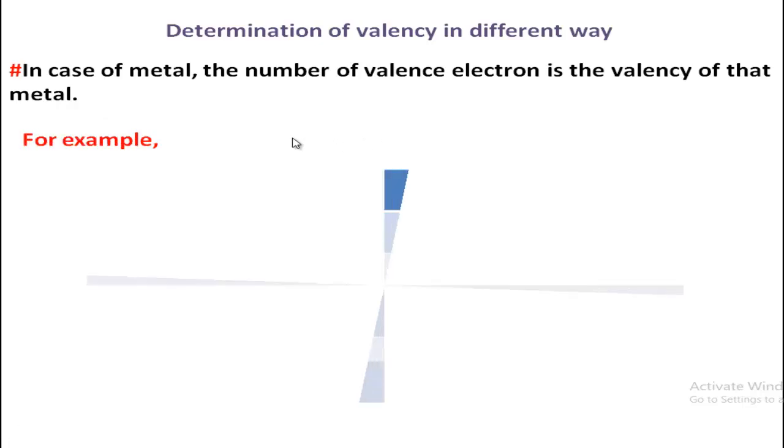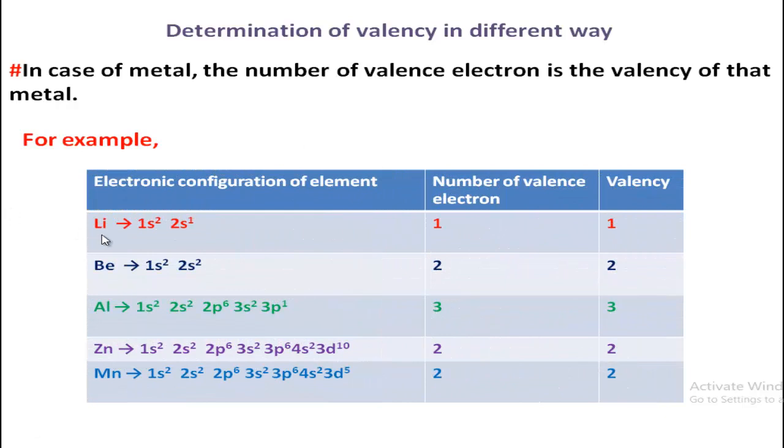Follow the example. Lithium, this is a metal, and from the electronic configuration we can see its valence electron number is 1, so its valency is also 1. Beryllium, this is the electronic configuration of beryllium, and the outermost shell contains 2 electrons, so its valence electron is 2, so its valency will also be 2. Aluminium, here the outermost shell is the third shell and it contains 3 electrons, so its valence electron is 3, so its valency will also be 3.